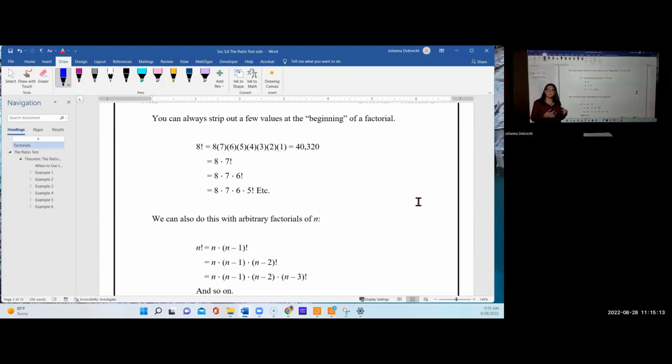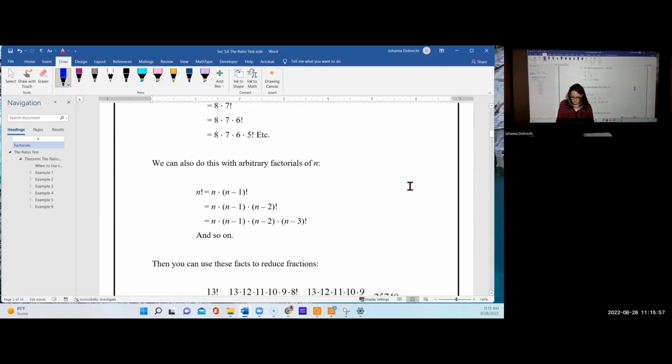Now we can also do this with powers of n, and this is where we use it the most often, in the ratio test. So if we have n factorial, I can think of it as n times, notice n minus 1 must be in parentheses, n minus 1, the quantity factorial. And then in front of n minus 1, I'd have n minus 2, so I can write it as n times quantity n minus 1 times quantity n minus 2 factorial. Or I could strip out 3 terms at the beginning, n times n minus 1 times n minus 2 times n minus 3 quantity factorial. We need to be able to do this so that we can simplify when we're using the ratio test.